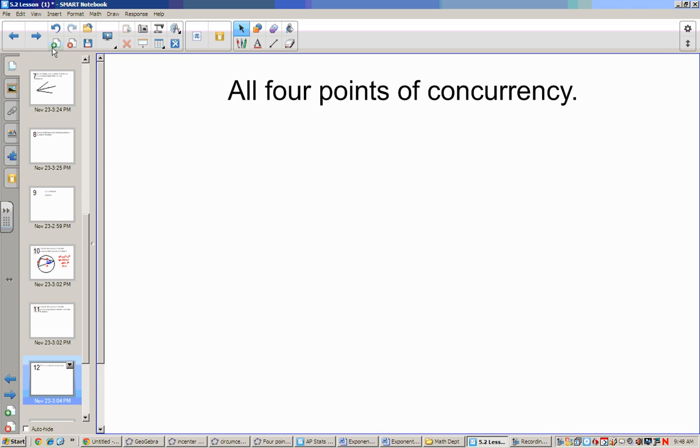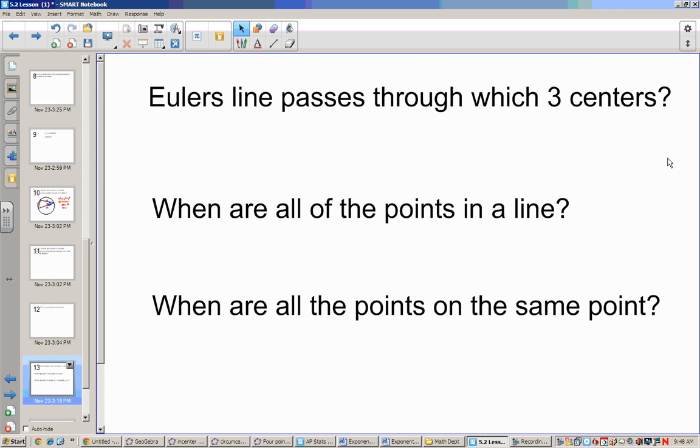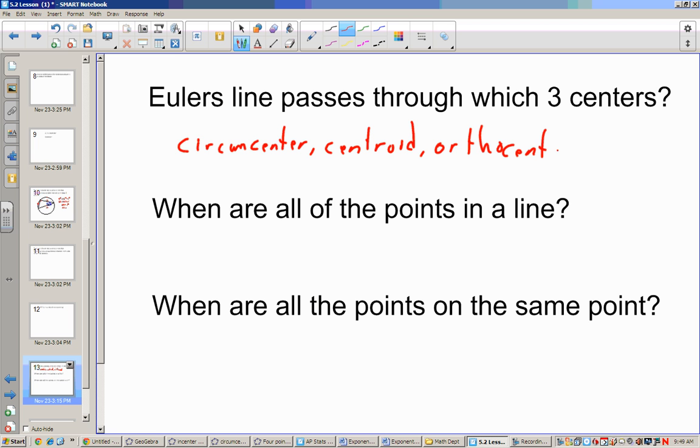So if we look back, this has a few questions. Euler's line is that line that connects those 3 centers. Which 3 centers does it pass through? Well, there's the circumcenter, the centroid, and the orthocenter. When are all the points in the same line? Remember when those all lined up? That was when it was an isosceles triangle. And when were they all the same point? When I shrunk it down to be an equilateral triangle.